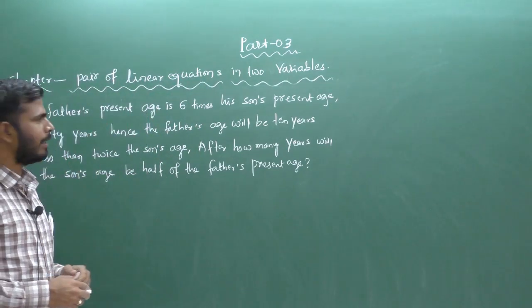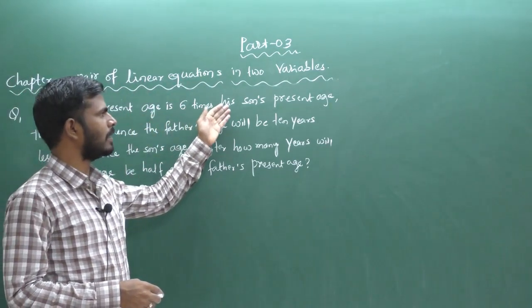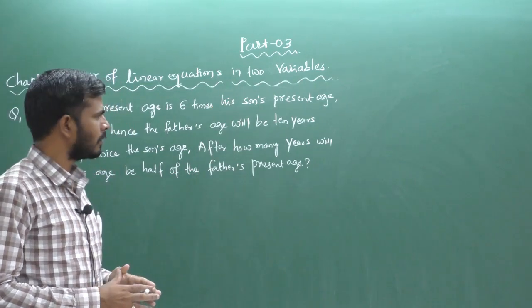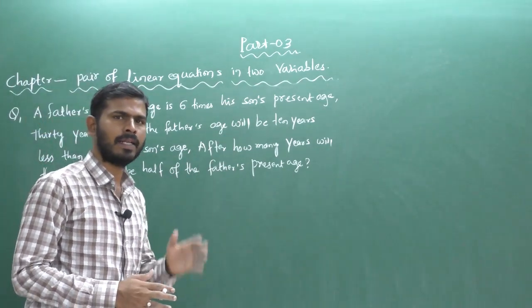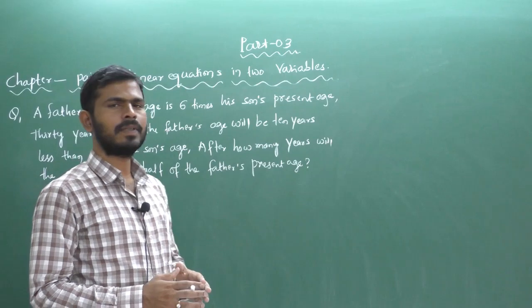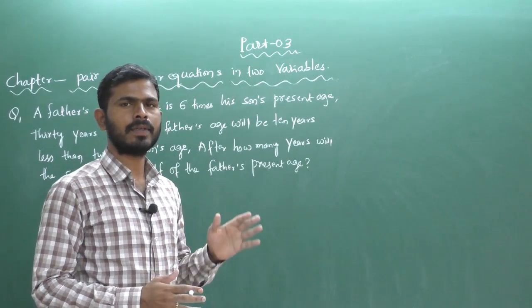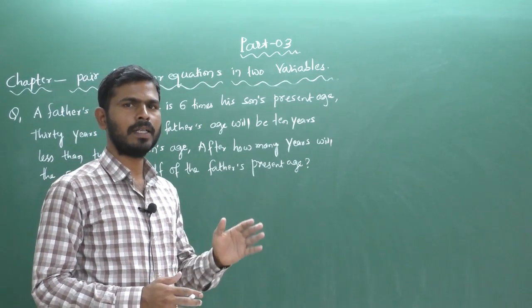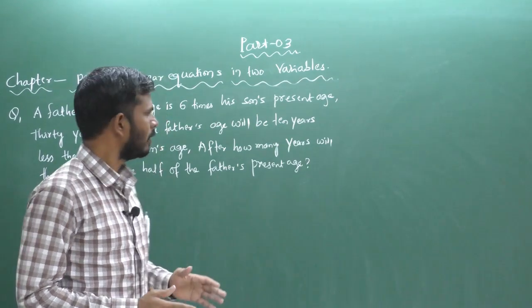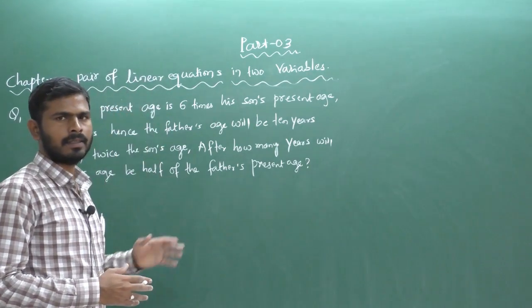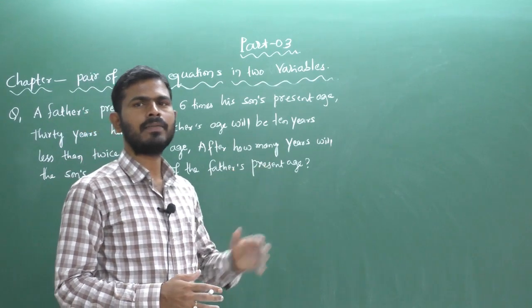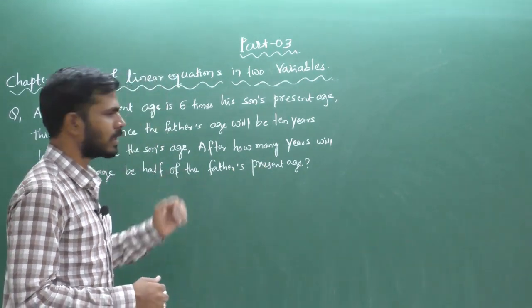A father's present age is 6 times his son's present age. So first one condition is given. Father's age is 6 times his son's present age. This is the first condition. Suppose you are comparing the age of father and son. So here the father's age is 6 times the present age of his son. So this is the first condition.